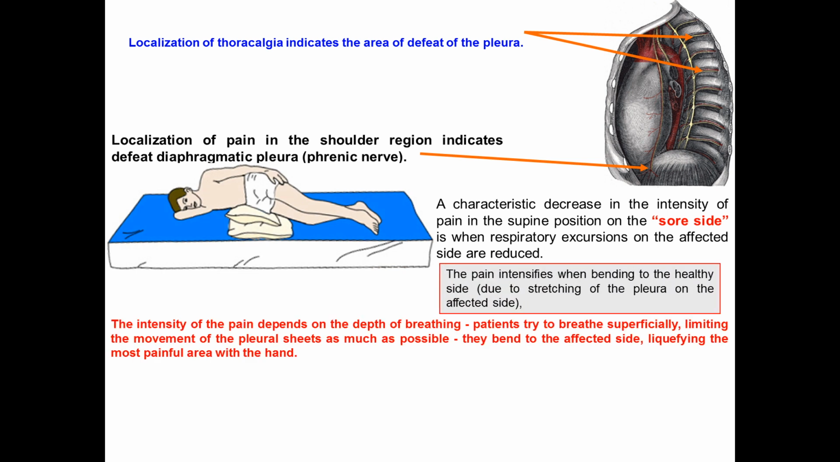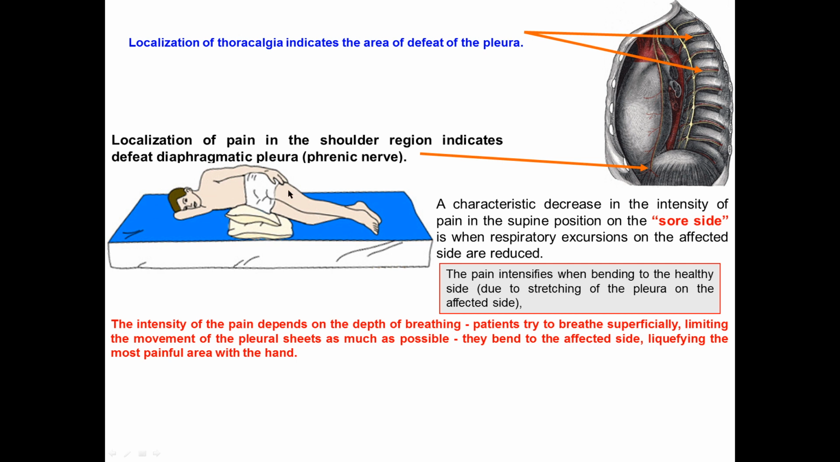Location of thoracalgia indicates the area of damage of the pleura. Location of pain in the shoulder region indicates damage to the diaphragmatic pleura by the phrenic nerve. There is a characteristic decrease in intensity of pain in the supine position on the sore side. You see our patient has a compulsive or forced position.